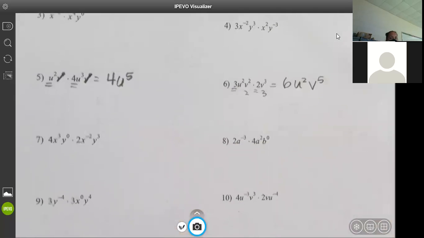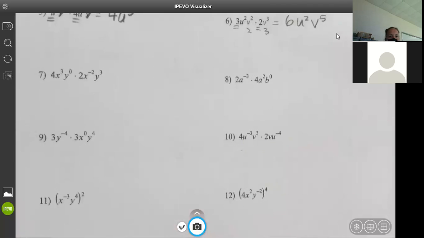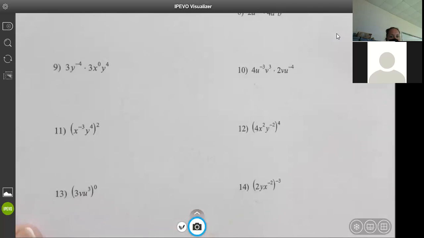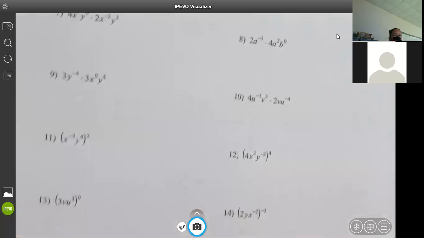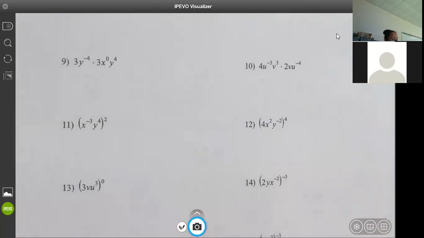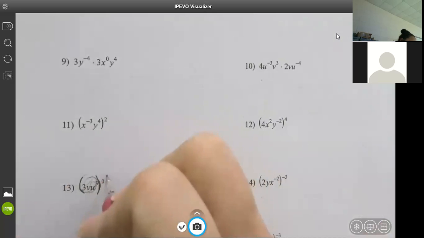What can I do on number 7? Oh, let's not do number 7. Hold on, it's got negative exponents. Let's find some without negatives. So let's look at 13. This one's only a little different because the 0 is on the outside. All of this is to the 0 power.